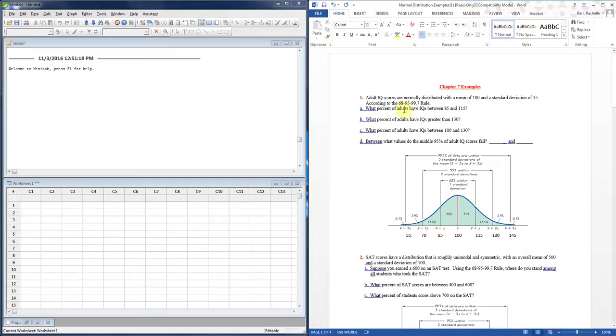So if I'm looking at what percentage of IQ scores fall between 85 and 115, that's from 85 to 115. That's one standard deviation in each direction, which from the rule tells us this is going to be 68%.